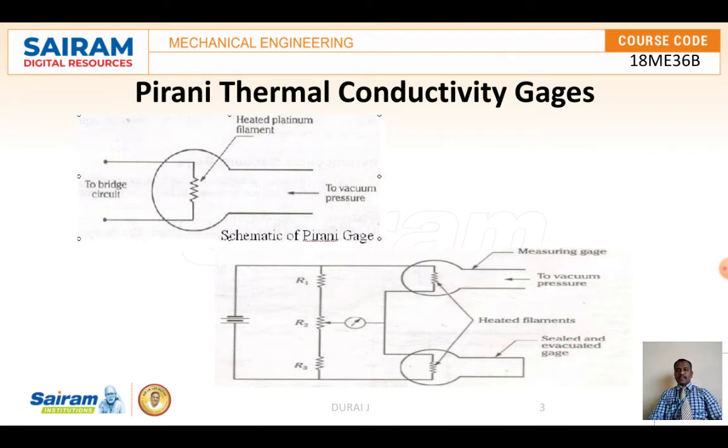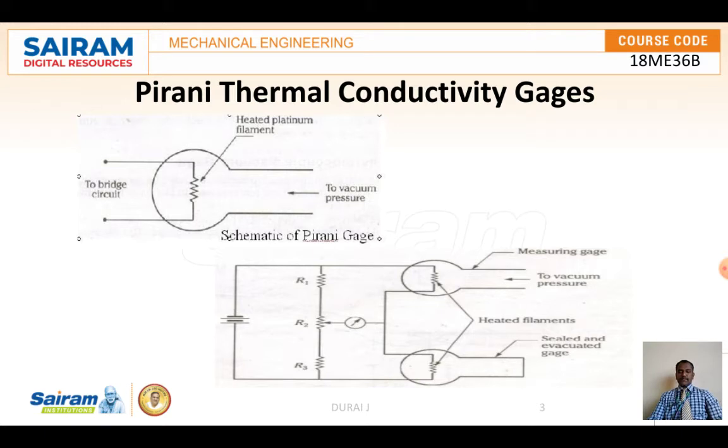So we take the Pirani thermal conductivity gauge. Normally there is a heated filament, and the vacuum pressure is supplied over here. The principle is that the wire is heated and placed in the gas chamber. The thermal conductivity of the gas depends upon the gas pressure, so the energy transferred from the wire to the gas is proportional to the gas pressure.